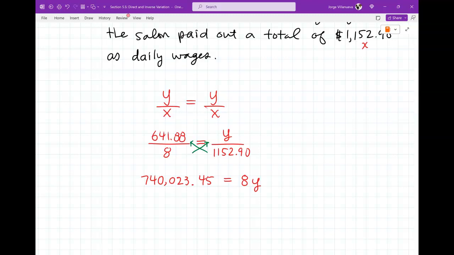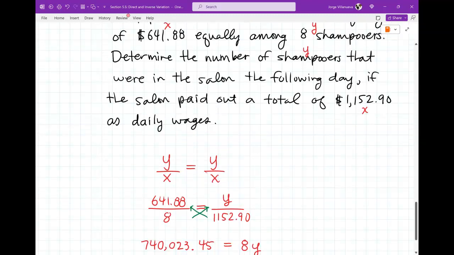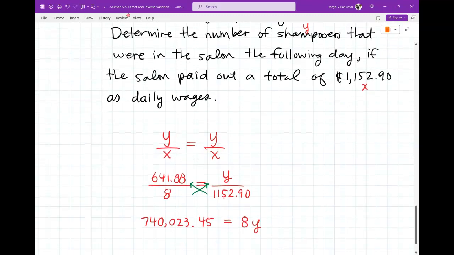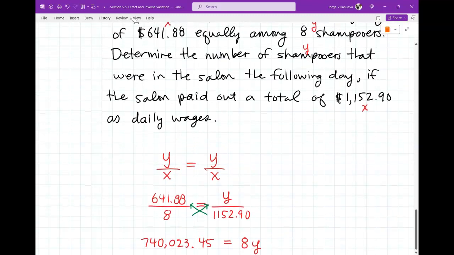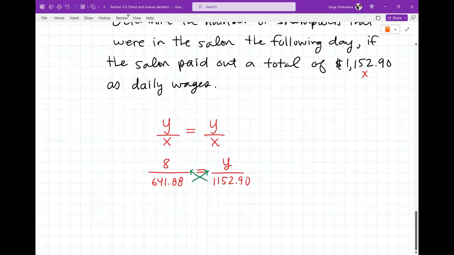Okay, so oh yeah, no, I did do that right. No, I didn't do that right. I just realized something. I flipped it. The first one I flipped it. I apologize, guys. I just realized the first one I flipped it. Y is 8. X is 641.88. Sorry about that. Y is 8.